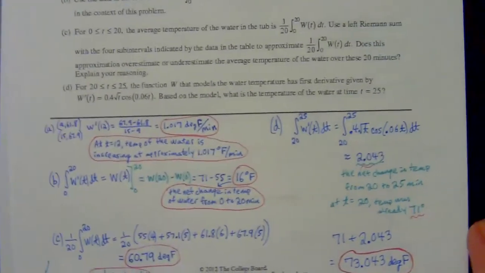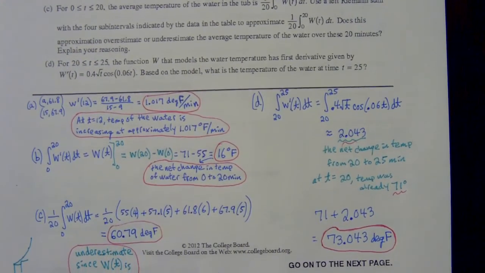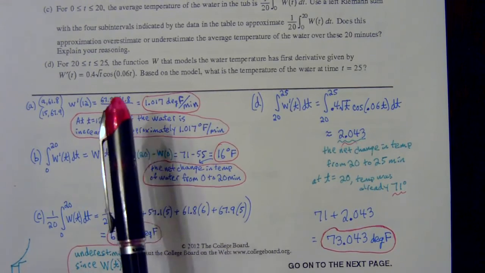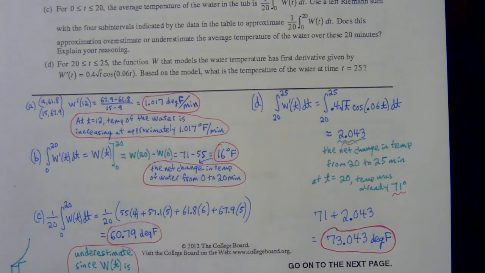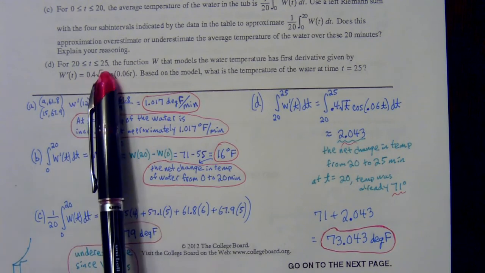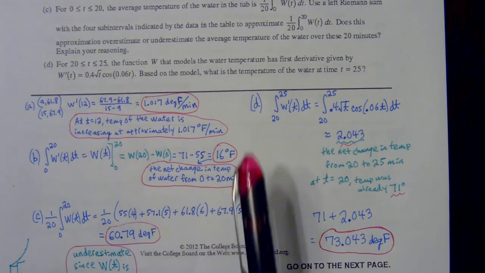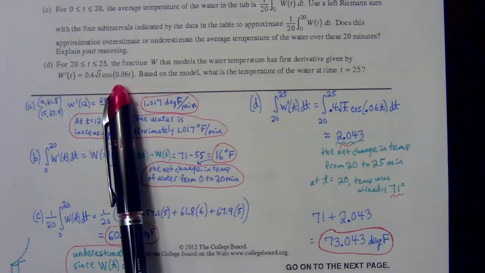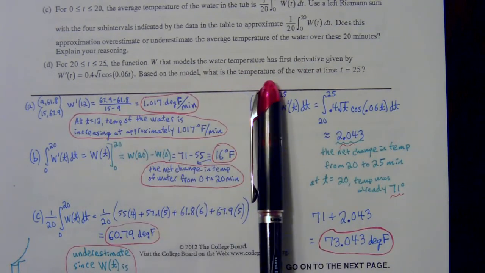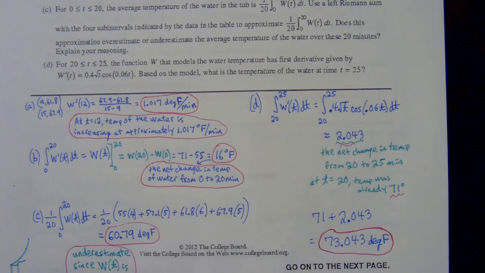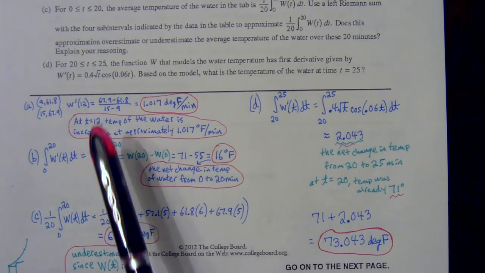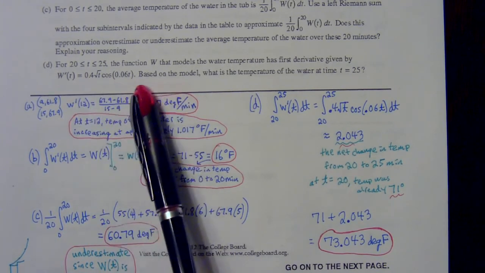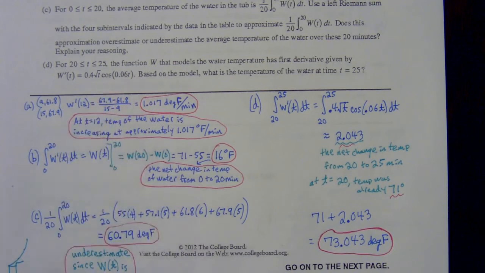Okay, and then the last part, letter D, it gives us a different function. So that chart is only for the first 20 minutes, and then in between 20 and 25 minutes, our water temperature is going to have a derivative of this. All right, and then it says, what is the temperature of the water at time t equals 25? So this is how fast that temperature is changing. So I'm going to need to integrate that to get the W back to give me the temperature.